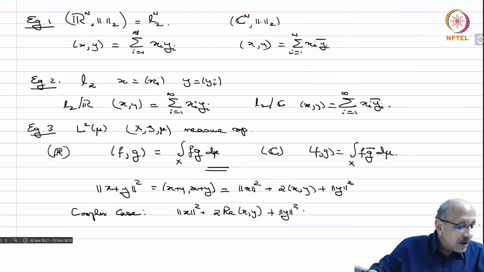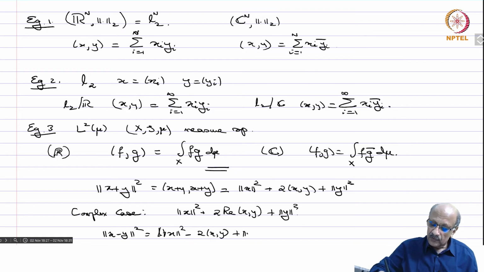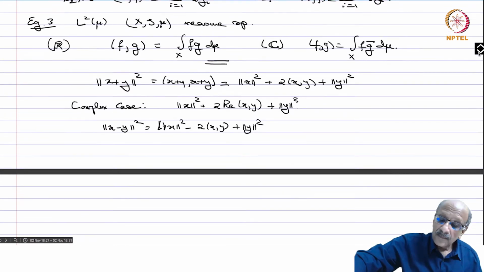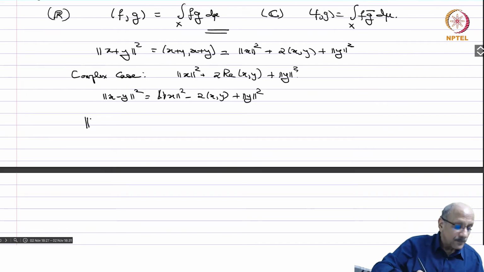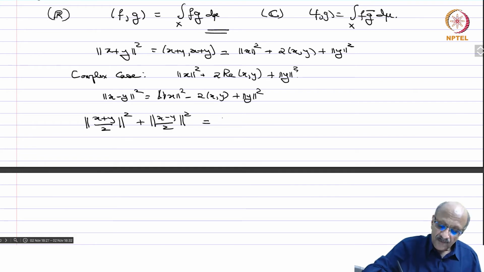Okay, so that is the thing you have in the complex case. Now if I similarly write the norm of x minus y squared, this is equal to norm x squared minus 2 times the real part of (x, y) plus norm y squared. And so if you add these two, you get the norm of (x plus y) by 2, whole squared, plus the norm of (x minus y) by 2, whole squared, is 1/2 of (norm x squared plus norm y squared).